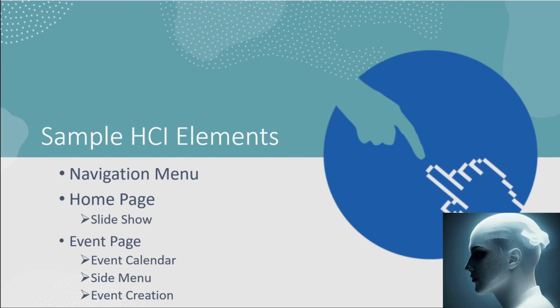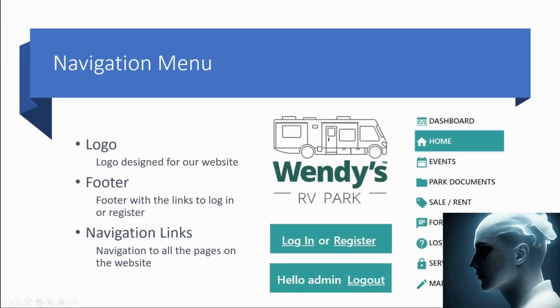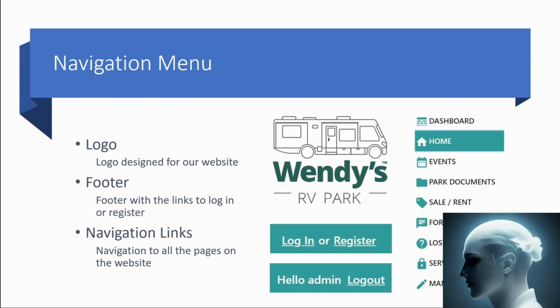I will be showing the following elements: the navigation menu, homepage slideshow, and event page, specifically the event calendar, side menu, and event creation screen. The navigation menu is a component present on every page. It is affixed to the left side of the website and spans from the top to bottom of the browser window.